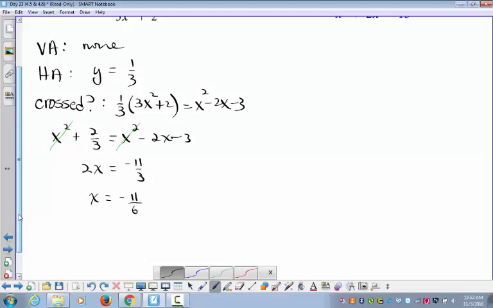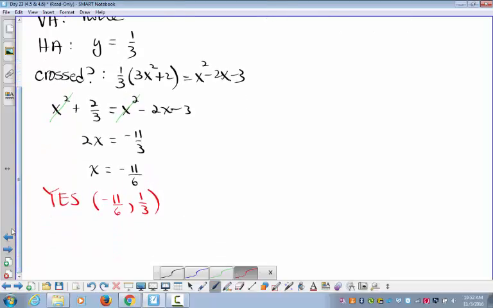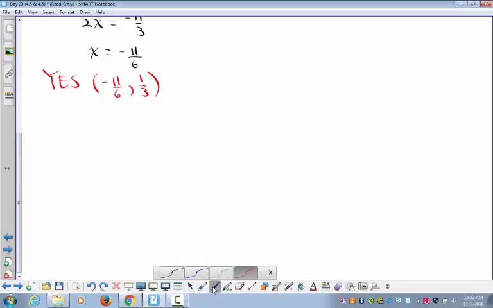Okay, so it is crossed. Yes, it's crossed. And it's crossed at negative 11 over 6. And what's the y coordinate? 1/3. All right, so it is crossed. Okay. Intercepts are next. So we go asymptotes and then intercepts.